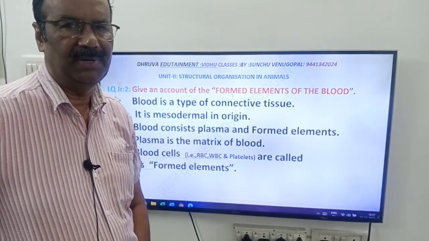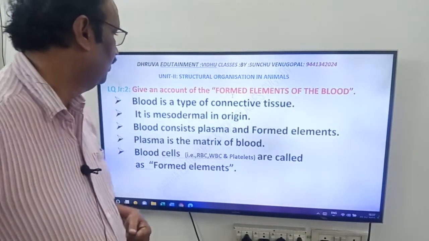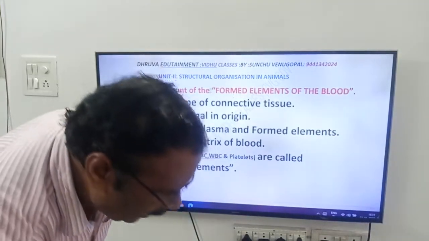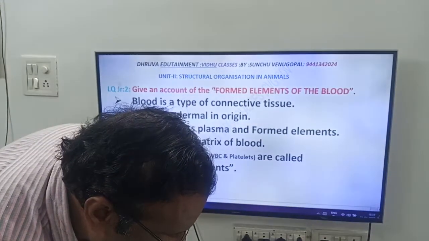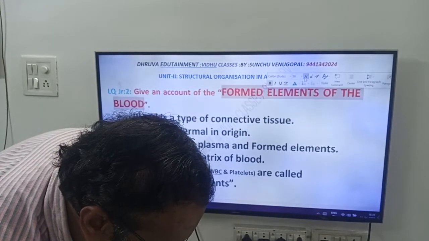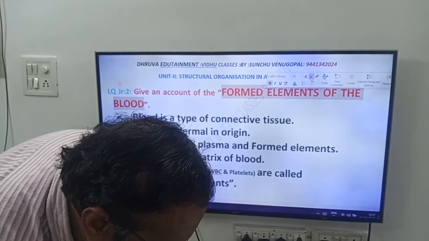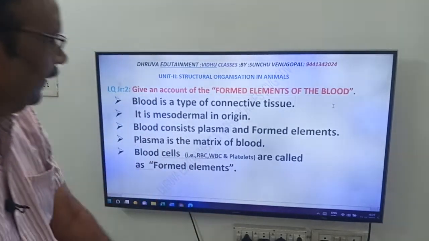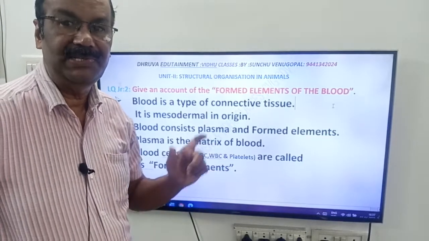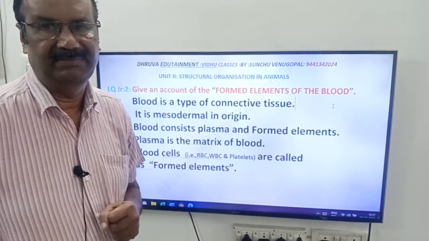This is from Structural Organization in Animals. What is our question, friends? Give an account of the formed elements of the blood. This is an LQ, friends, an essay.